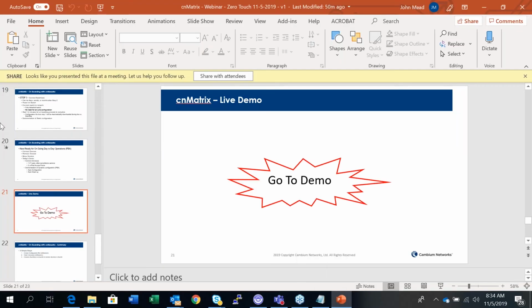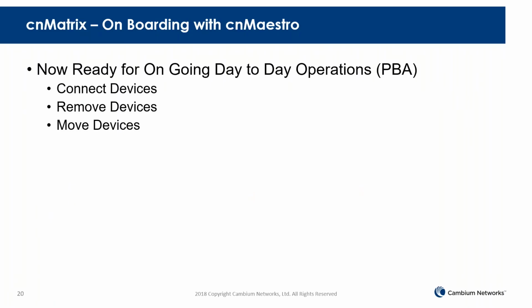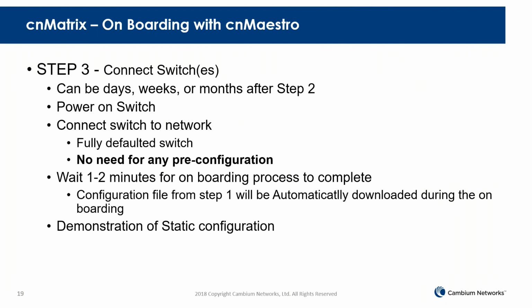Let me just review it for you again. Okay, so step 3. So we've powered on the switch, we've connected it to the network. The switch was a fully defaulted switch. We're now waiting the 1 to 2 minutes. So after the switch does onboard, that means that the onboarding process is complete. That means it's gotten its configuration file. So in that config file, I statically created VLAN 10, and it should be a member of ports 1 through 8. So that's the first thing we'll check.